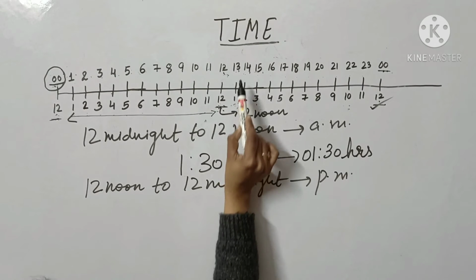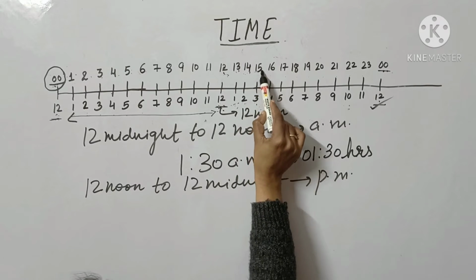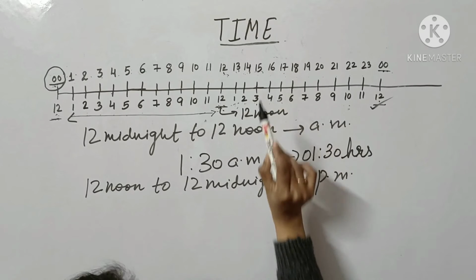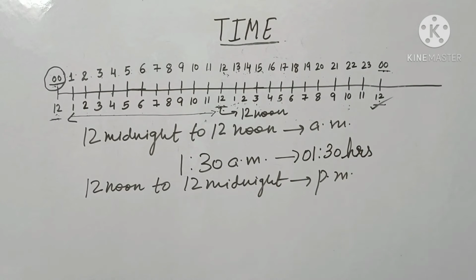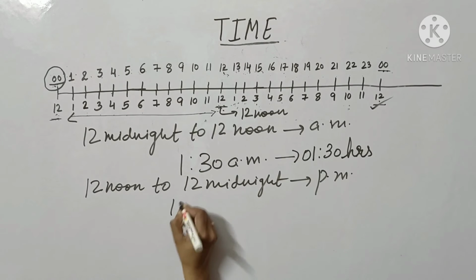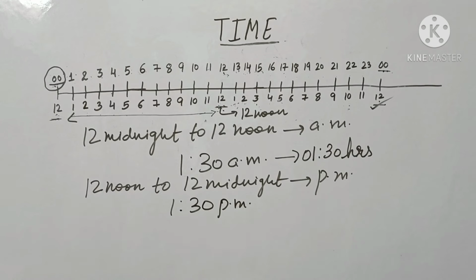12 plus 1, 13. 12 plus 2, 14. 12 plus 3, 15. 12 plus 4, 16. 12 plus 5, 17. And so on. Let me explain with one small example. Suppose the time is 1:30 PM only. Let us take the same time. Now it is 1. This is my hours and these are my minutes.